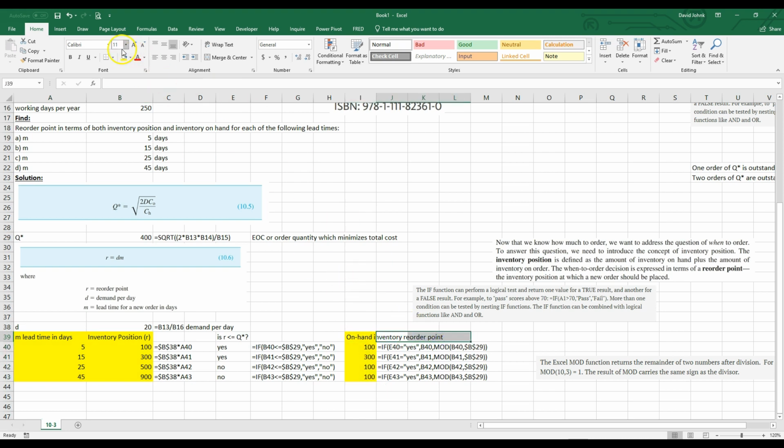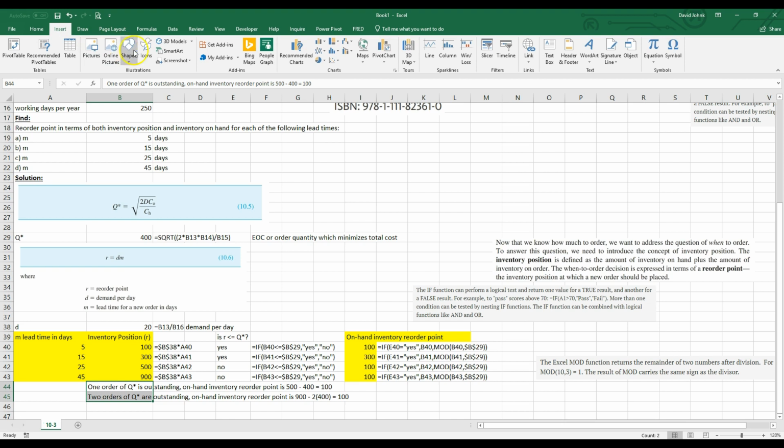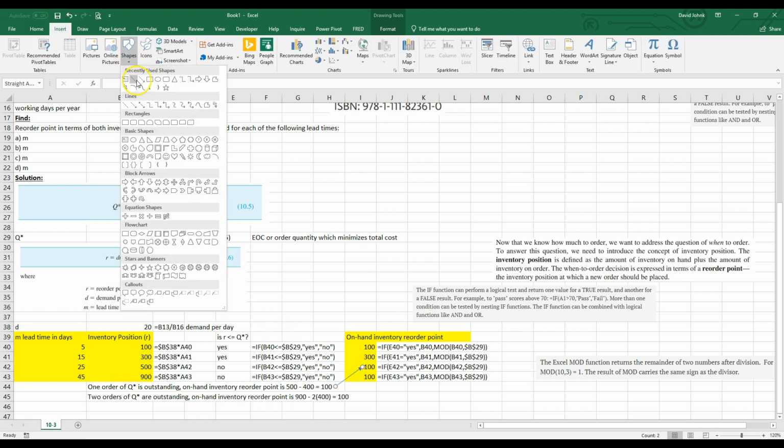So just to clarify, I'm going to put two little statements in here. So let me insert shapes. Insert shapes.